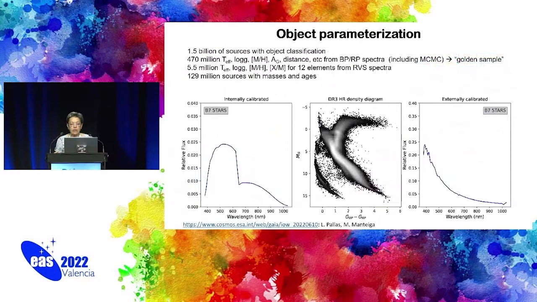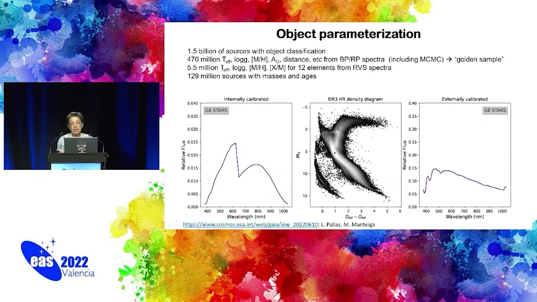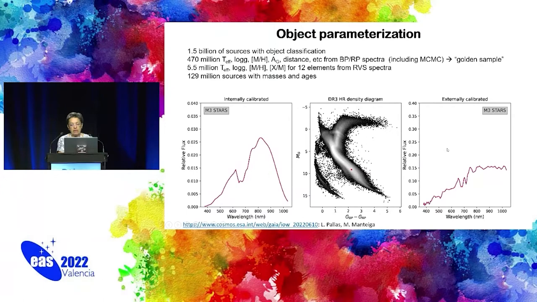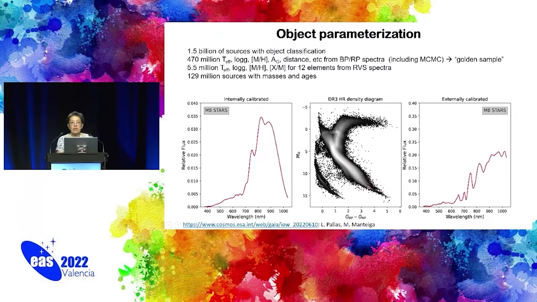So these shapes allow us to look at all the stars across the HR diagram, and you have a movie on how these spectra, here on the left, where we have the blue cut and then linked with RP, change when we are in different positions in the HR diagram. On the left part, we have the internally calibrated spectra, and on the right part, the absolutely calibrated spectra. And of course, different stars in different positions in the HR diagram look different.